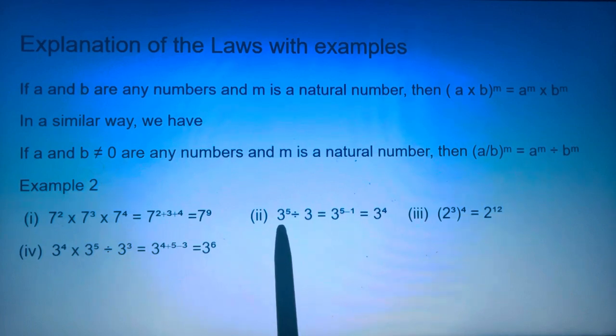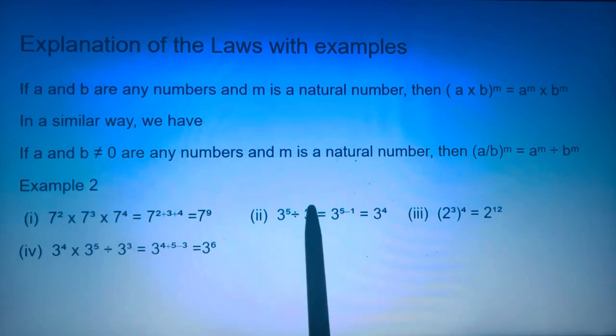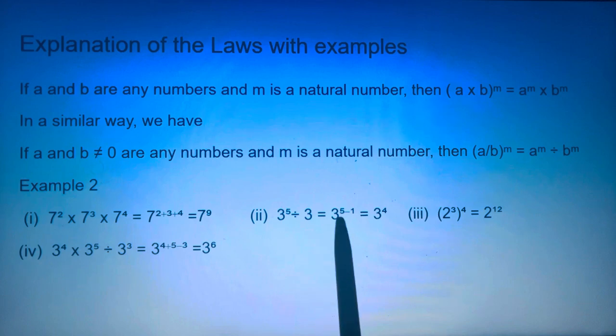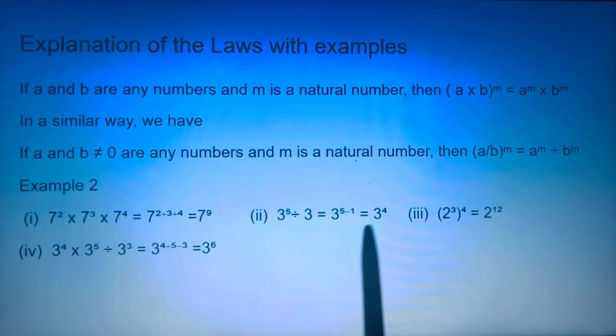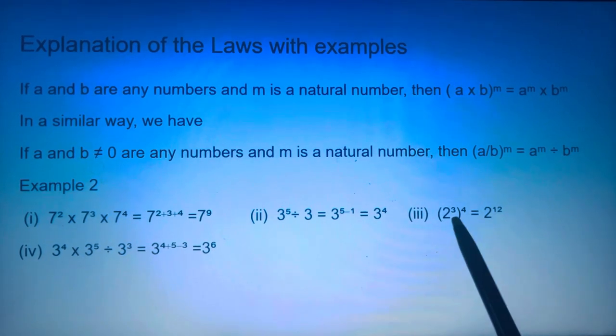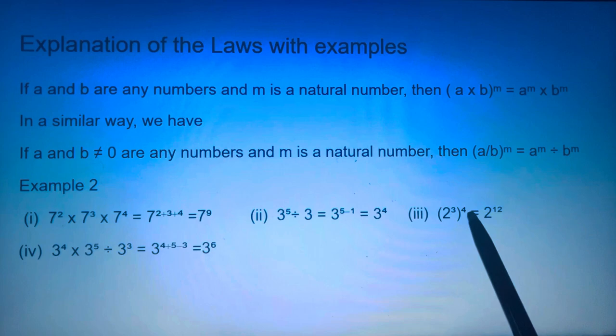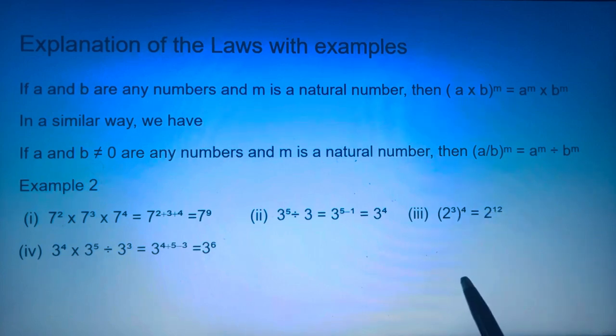Second one: 3 to the power 5 divided by 3. No power is there, which means 1. See, 3 to the power 5 minus 1. When it's a division, you subtract the powers. So 3 to the power 4. The third law: 2 to the power 3, to the power 4. So 4 times 3 is 12.